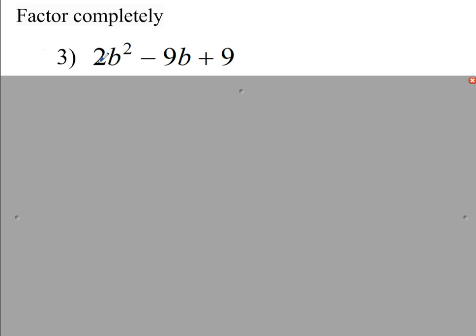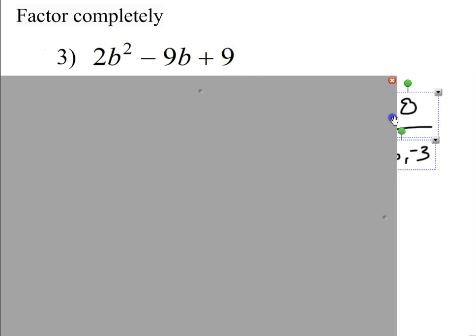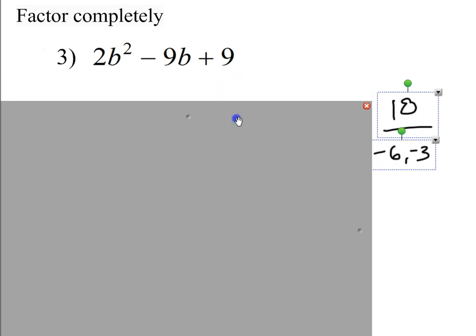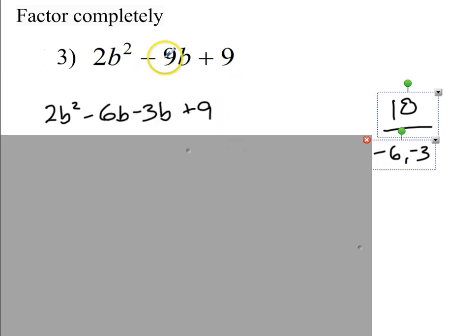Alright, so hopefully you've gotten as far as you can, and we're just going to review this problem together. You're going to do 2 times 9, that's 18. And you're going to figure out the two numbers that multiply to be 18 that add up to negative 9, which happen to be negative 6 and negative 3. So we're going to split up the negative 9b into negative 6b and negative 3b, which both add up to negative 9b, so it's equivalent, right?